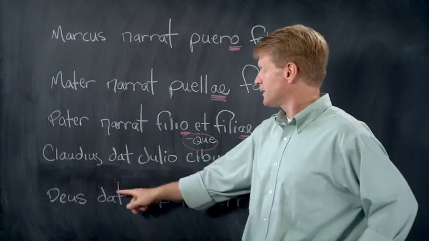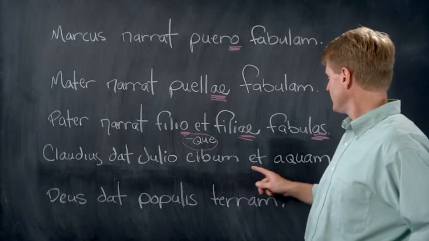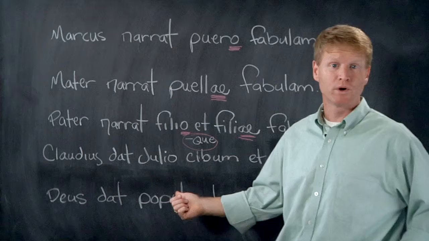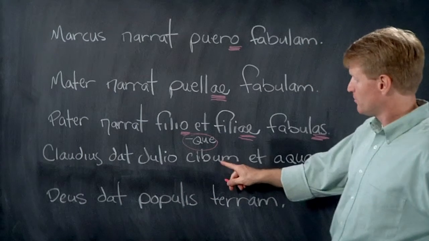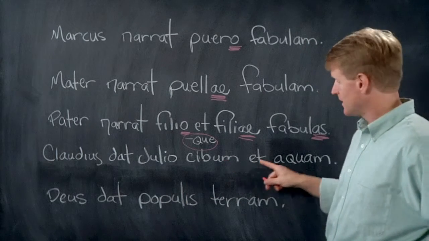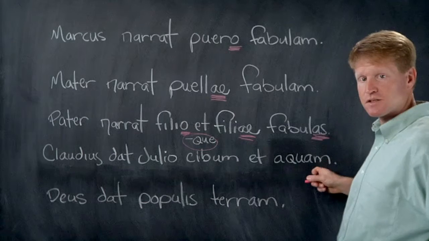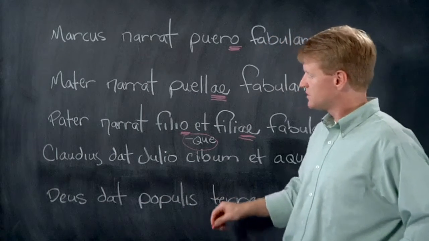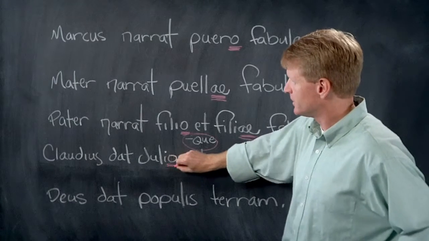Okay, Claudius dat Julio cibum et aquam. What's Claudius giving away first? He's giving cibum, accusativus, et aquam, see the endings, accusativus, direct object, and he's giving them, dativus, to Julius.